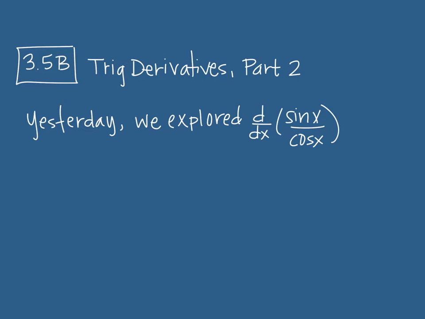All right, you can flip back one day in your notes and see we explored what the derivative of sine of x over cosine of x was, and we did it using the quotient rule. And what was the result then, if you look back? What did we get? Okay, we got secant squared x. And so that is the resulting proof, actually, for the derivative of tangent.